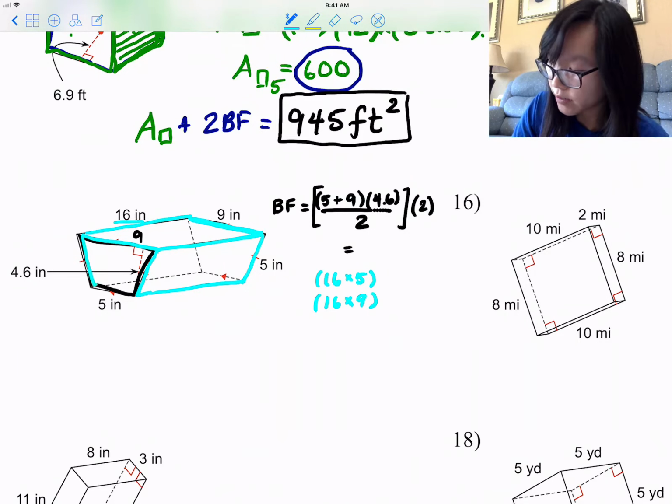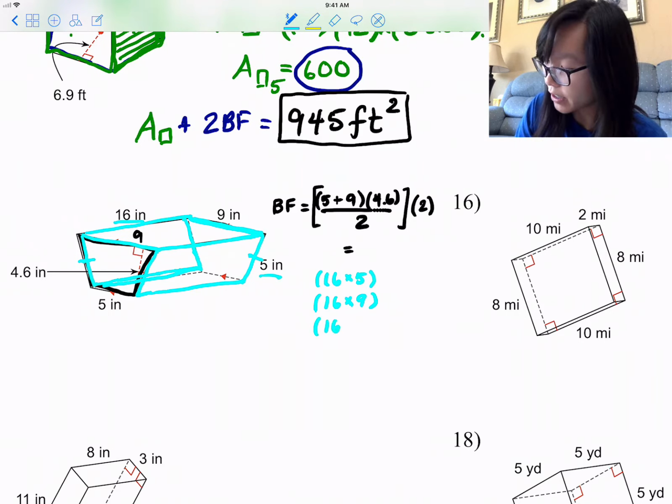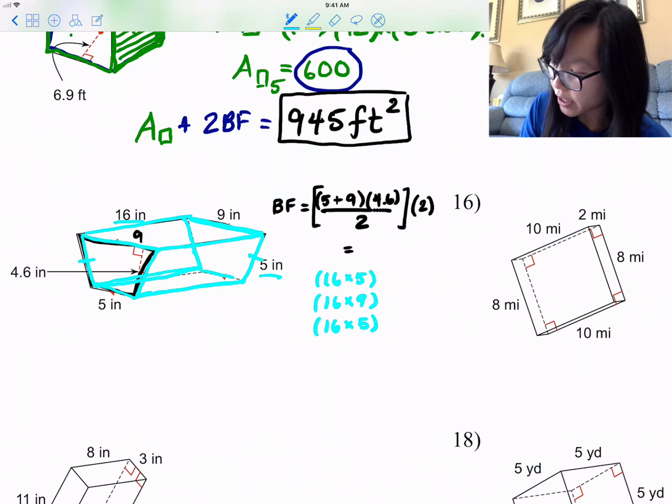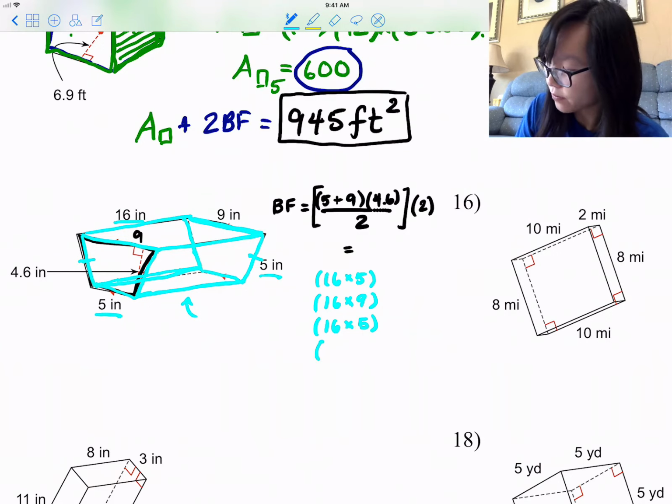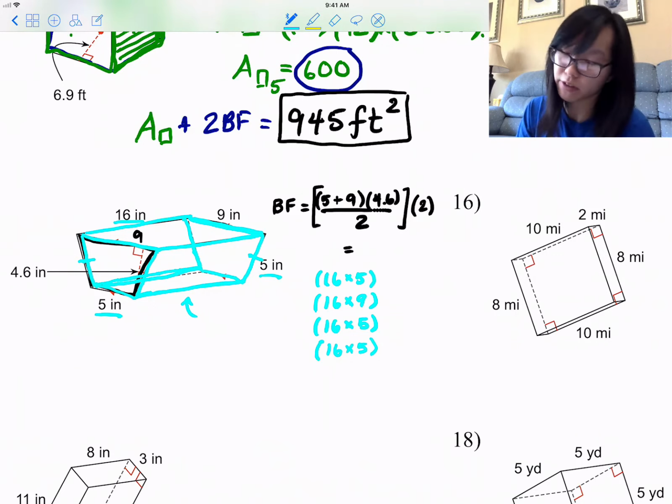If we look on the left side, on the very back, we have this rectangle right here. And looking at it, it's the same exact length as this length right here, which is a length of 5. So we can say that area is 16 by 5 as well. And let's not forget that bottom area down there. That area is 5 by 16, or 16 by 5, doesn't matter.